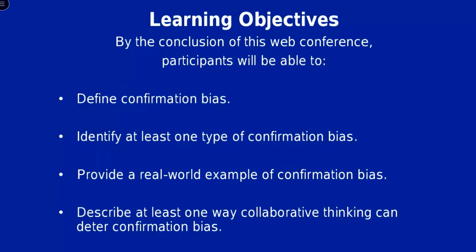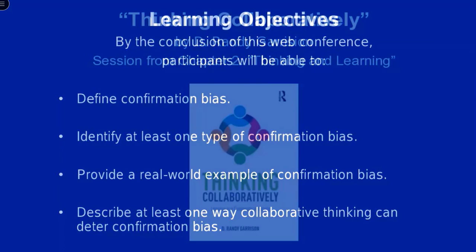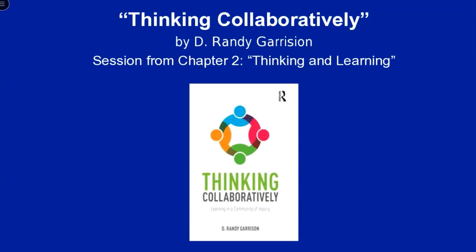The learning objectives for this session will be defined by 4 main points. We will define confirmation bias, identify at least one type of confirmation bias, provide a real-world example of confirmation bias, and then describe at least one way collaborative thinking can deter confirmation bias. So as we get started, we'll be covering our textbook, Thinking Collaboratively, Learning in a Community of Inquiry, and the section we'll cover is from Chapter 2 called Thinking and Learning.